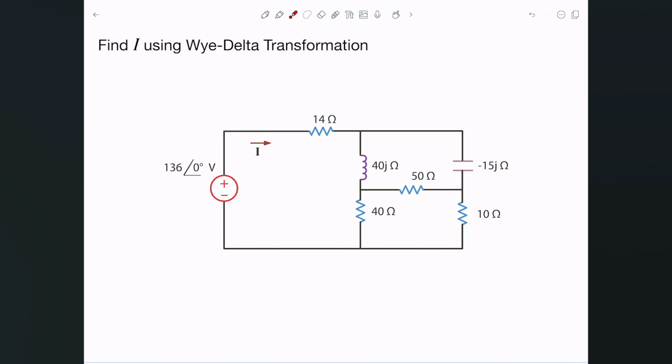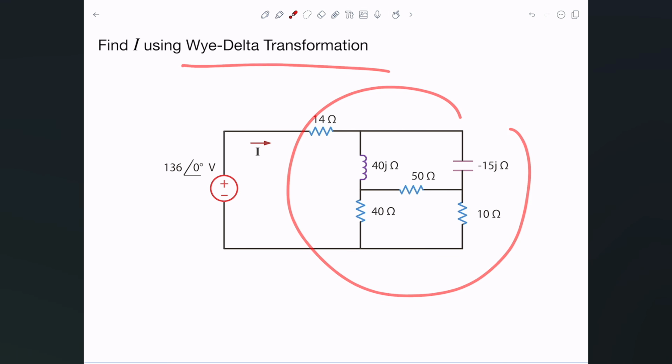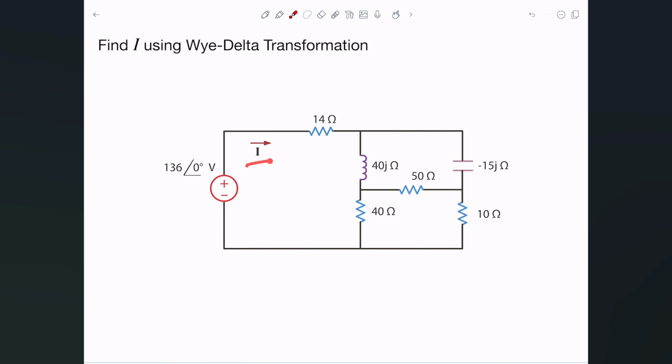In this example, we're given a circuit that has already been transformed to the phasor domain. So everything we see are impedances, as you can see here with the inductor and the capacitor. What we're being asked to compute is this current I in phasor form, specifically utilizing the Y-to-delta transformation. Of course, we can use any circuit analysis technique to find I, but we're being asked to specifically use Y-to-delta.